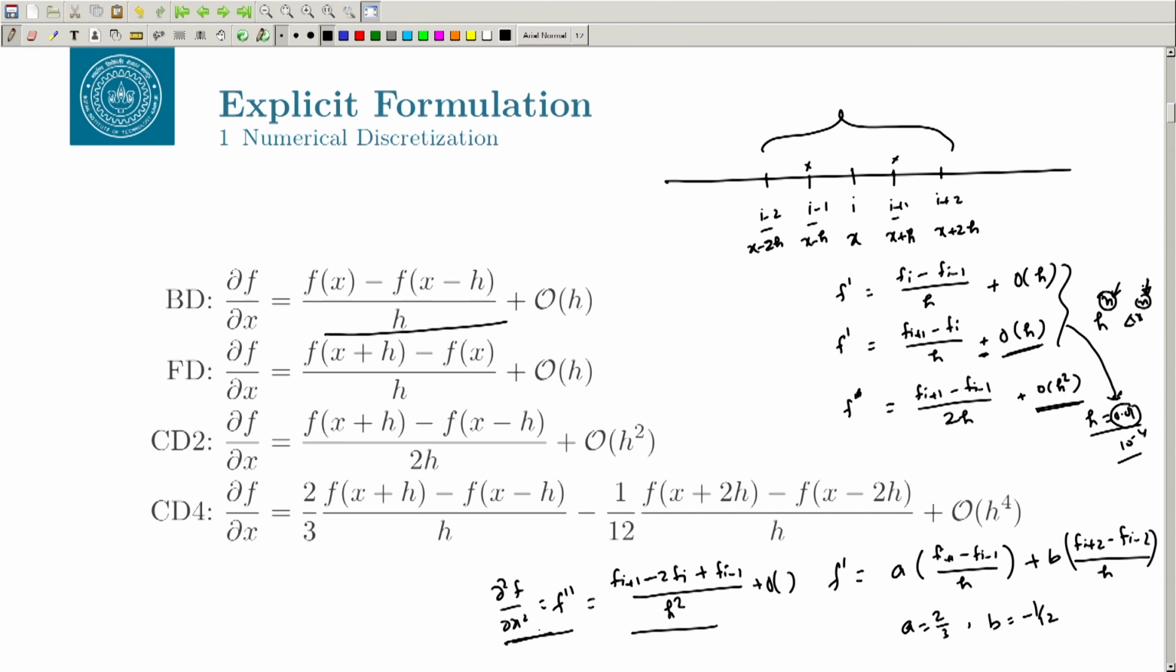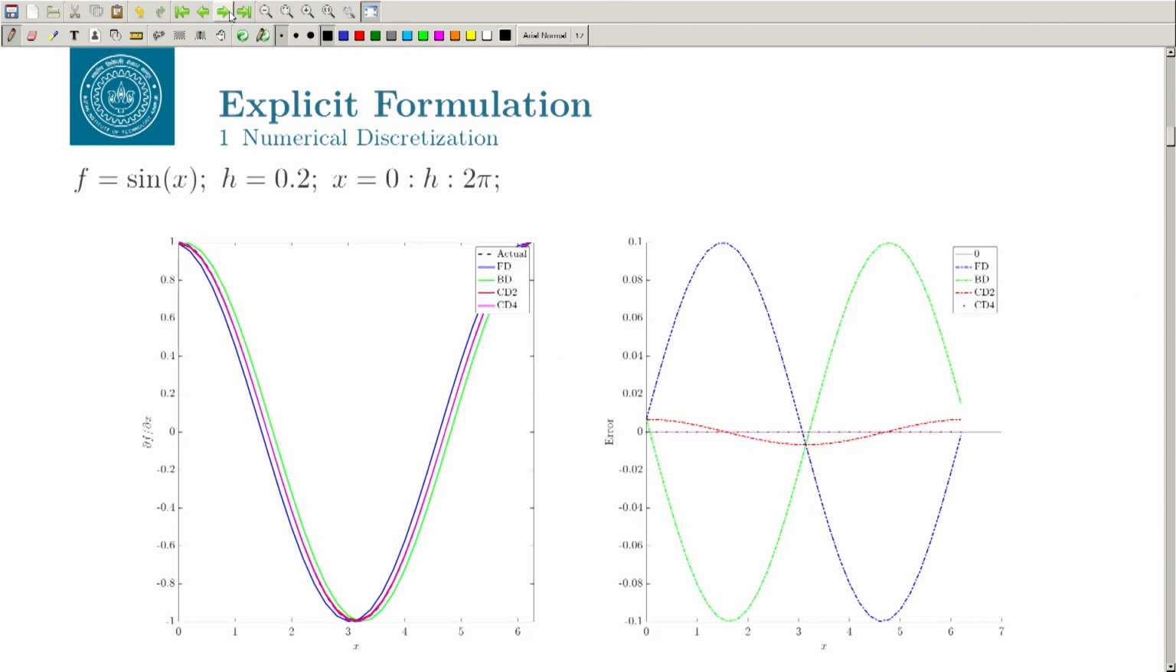Right. Now, let us see how these different derivatives behave. So, let us take a very simple sine function. Okay. So, between 0 to 2 pi. So, this is my 0 to 2 pi. Okay, and sine function would be something like this, right.